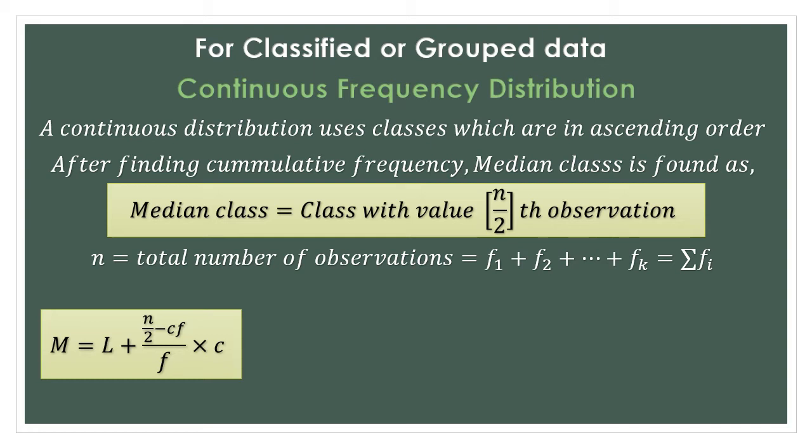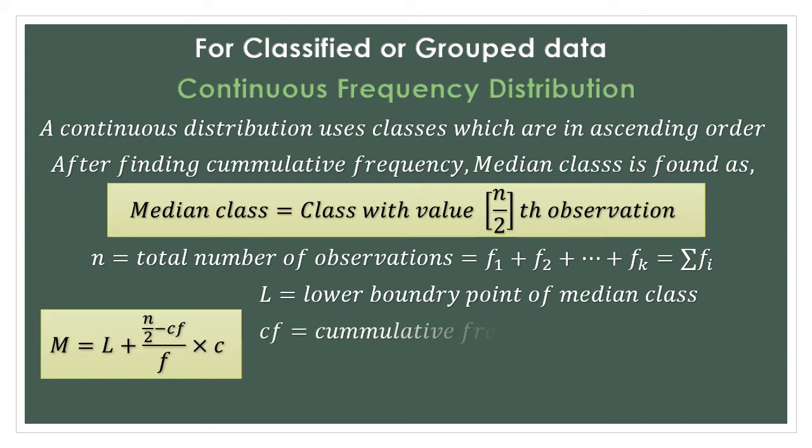Quite a long formula, but let's see the meaning of these symbols. L is the lower boundary point of a median class. So the median class has a lower boundary point, that is L in this equation. Then Cf is the cumulative frequency which is above the median class.